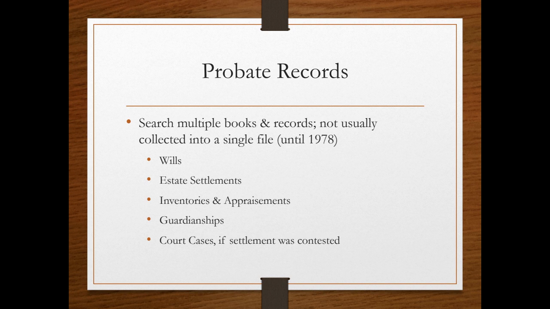If they don't have a will, sometimes it has other estate settlement papers in there, like the inventories or the appraisements of the estate. Sometimes there's guardianships. Sometimes if the settlement was contested, there's court cases. Otherwise, it went through the county court, so you might check the order books. There's a whole bunch of different types of books related to probate, and unfortunately, they're not really collected into a single file until they redid the entire court system in the 1970s. So if you're looking for old wills, it can be a bit of a process.